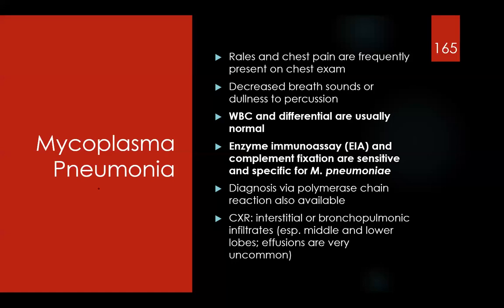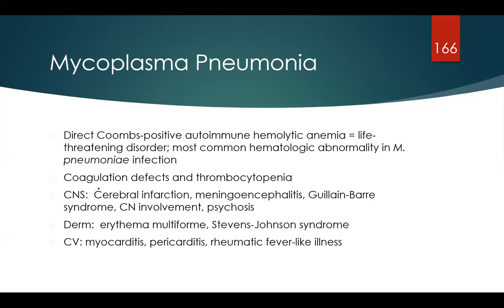Rales on chest are frequently present, as well as decreased breath sounds or dullness to percussion. White blood cell count and differential are usually normal. Enzyme immunoassays and complement fixation are sensitive and specific for Mycoplasma pneumoniae. Diagnosis via polymerase chain reaction is also available. Chest x-ray may show interstitial or bronchopulmonic infiltrates, especially in the middle and lower lobes. Effusions are very uncommon. Mycoplasma pneumoniae can be associated with direct Coombs-positive autoimmune hemolytic anemia.